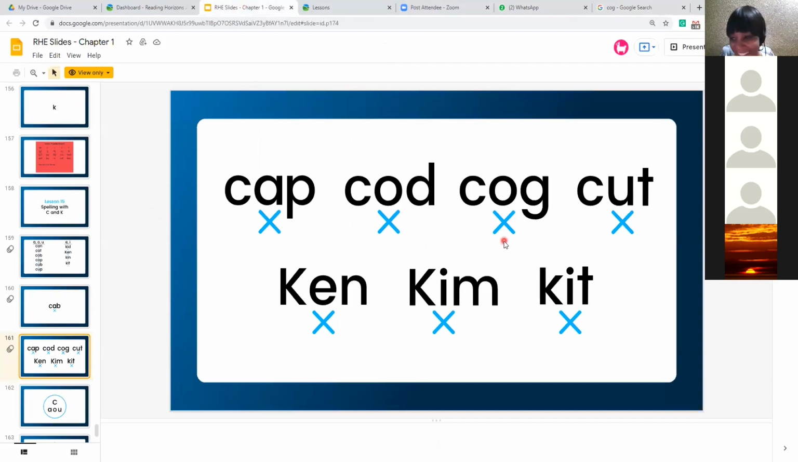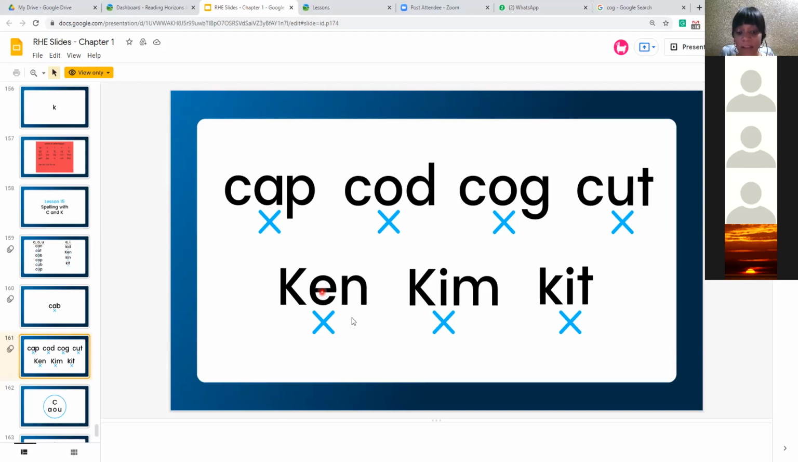Me too. Good. So that's a cog. And this one, cut. Like you cut something or you get a cut. Say the word after me, cut. Cut. Good. Now this has a capital letter. This means that it's somebody's name. And what's his name? Ken. Ken. Good. Say the word after me, Ken.